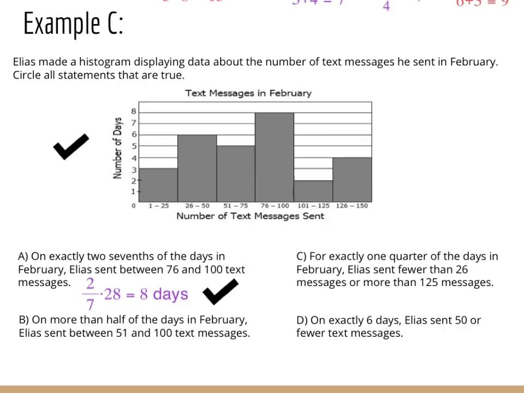Let's take a look at letter B. On letter B, it says, on more than half of the days in February, Elias sent between 51 and 100 text messages.